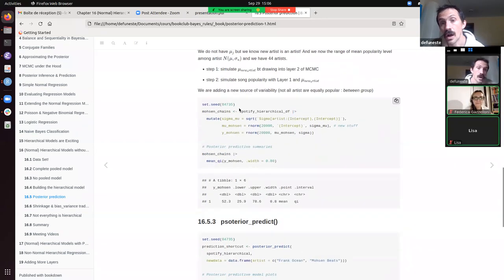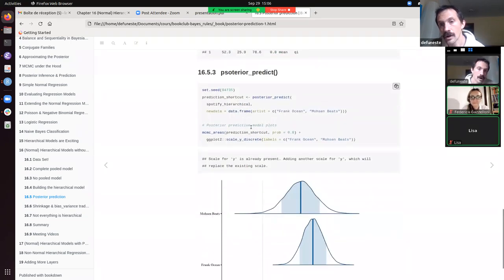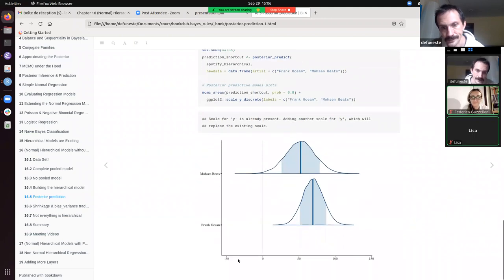You obviously need to add variabilities, and after that it is the same process. When you have the mu g, you just need to calculate the sigma y. Or if you are lazy, you can just use posterior predict without the default. And that's it. We can also see that, obviously, the new group could be whichever group has more variabilities, like Frank Ocean, if I pronounce it correctly.